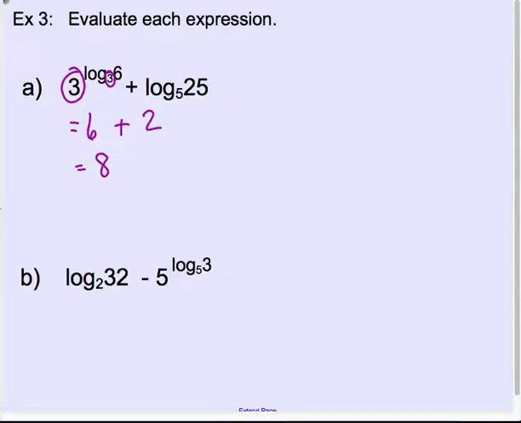My last example, 2 to the 5th power is 32, so log base 2 of 32 is 5. And then again here we've got an exponential and a log with the same base, so they cancel each other out, and 5 minus 3 gives us 2.